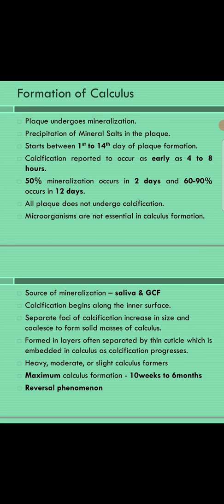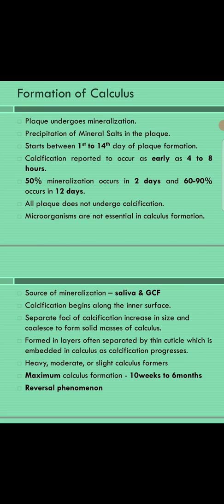Now, on the basis of calculus formation, in some people there is heavy calculus formation, in some moderate, in some slight. Therefore, there are three types of calculus formers: heavy, moderate, and slight calculus formers. Again remember, these are very, very important. Maximum calculus formation occurs from the 10th week to the 6th month. But after 6 months, the calculus formation will decrease. This process is known as the reversal phenomenon.